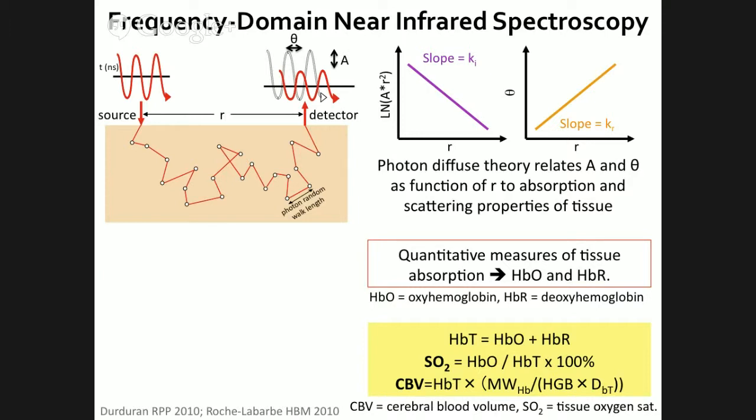So in theory, you could probe the entire brain, but in reality, you have to be able to detect photons that have gone that deep. The farther apart you put your source and detector, the deeper you're going, but the less light you're getting. So in practice, in babies, we can go maybe 4 centimeters, but that means you're probing about 2 centimeters in depth.